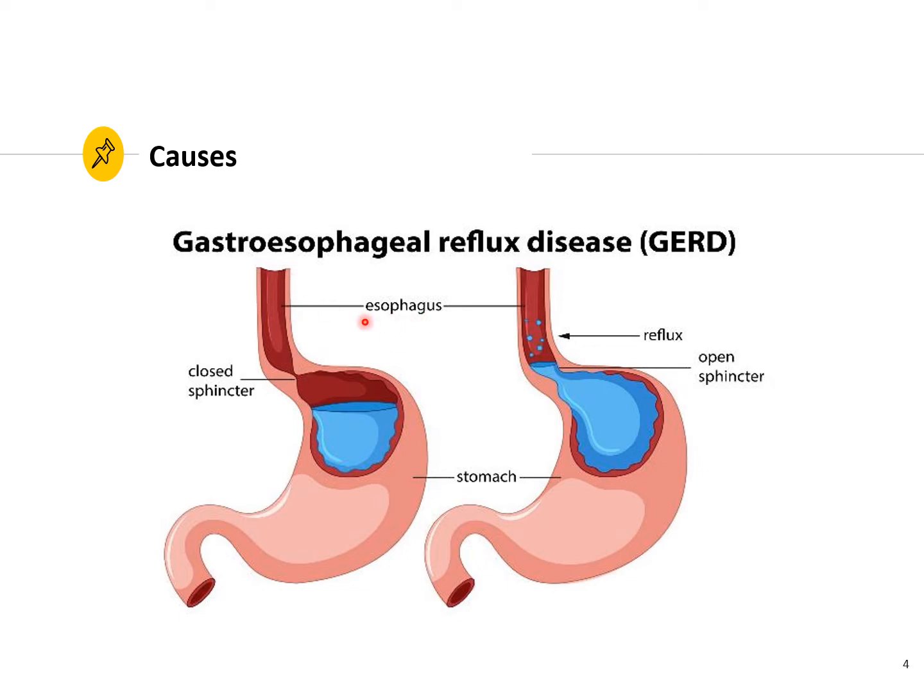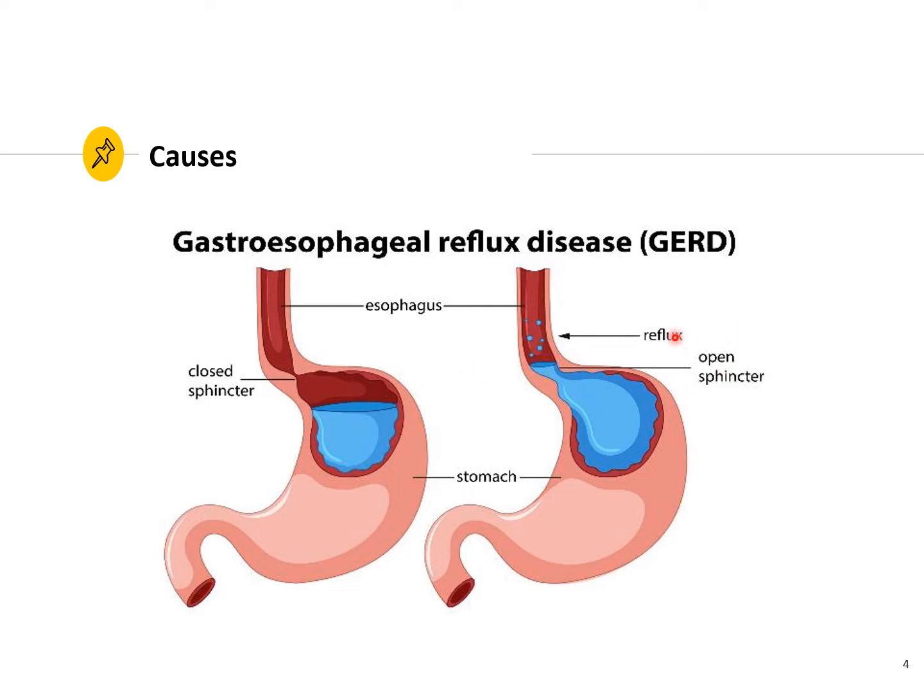While it's working properly, it relaxes and opens when we swallow. We swallow food here, and it opens, and the food goes to the stomach. And after that, it tightens and closes again, so the contents, the acid in the food, won't come up like this.